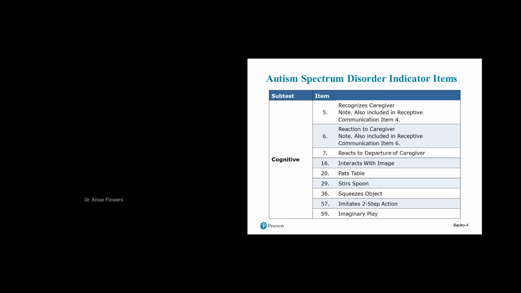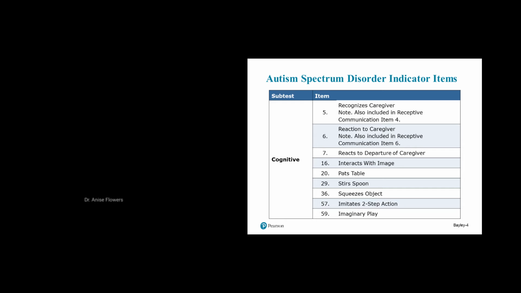First, item number 5 is recognizes the caregiver. And number 6 is reaction to caregiver. There are a few items, and these are examples that cross over between the cognitive scale and the receptive communication scale. So you would be able to score them the same on either area, cognitive or receptive communication.